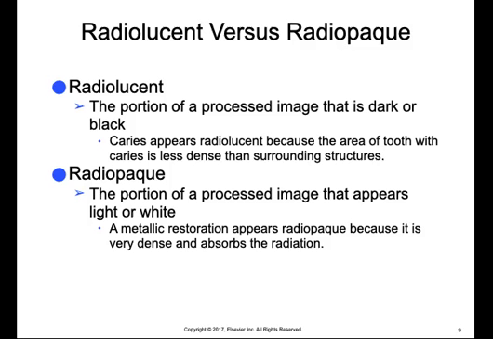So consequently, most of the energy of the X-ray beam freely passes through the area of dental caries to the recording surface of the receptor, resulting in a dark or radiolucent area on the dental image. And radiopaque refers to that portion of the dental image that appears light or white. Radiopaque structures are dense and absorb or resist the passage of the X-ray beam. So a metallic restoration looks radiopaque because it's very dense and absorbs the radiation. As a result, very little, if any, radiation reaches the surface of your receptor, which results in a white or radiopaque area on the dental image.